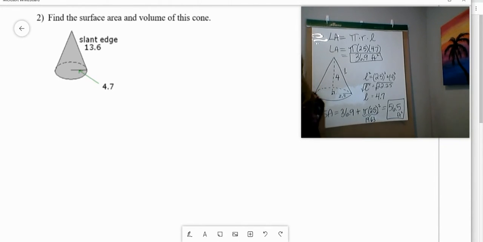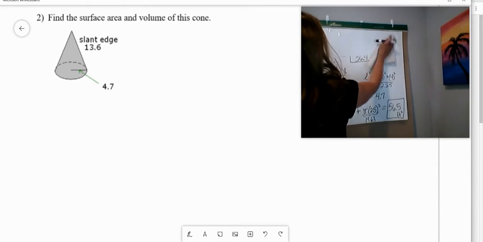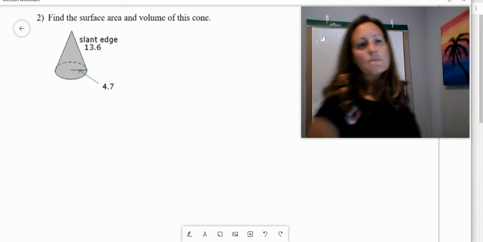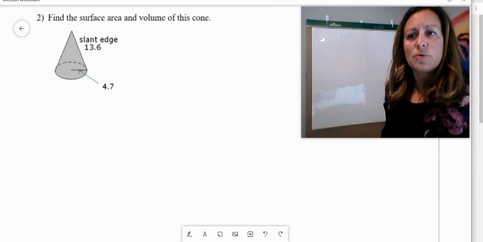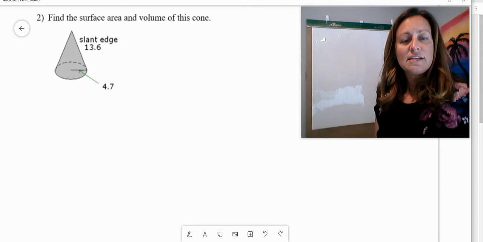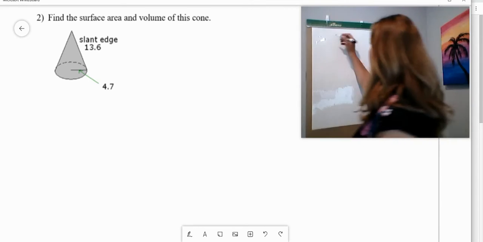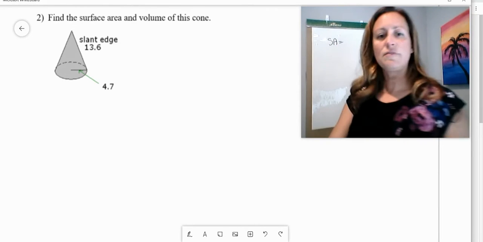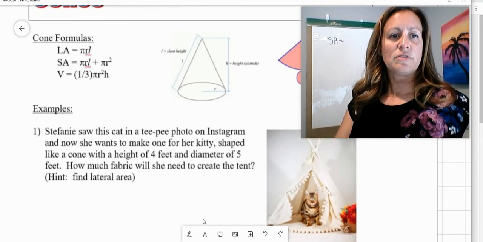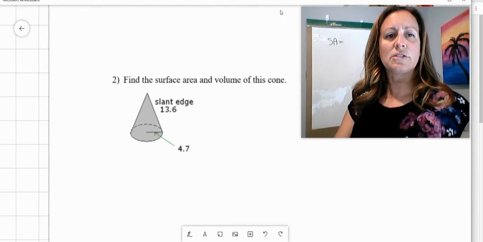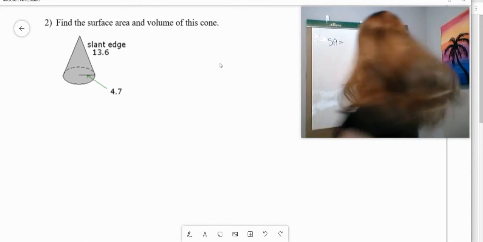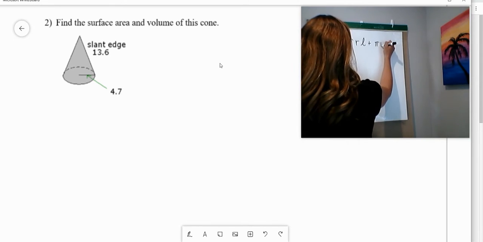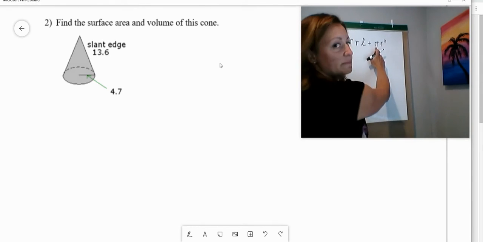All right, here's another question. Find the surface area and volume of this cone. This time we've been given the radius and the slant height. So that formula says find the surface area. That formula is surface area pi RL, I'm sorry, plus pi R squared. So this is lateral area plus the base.